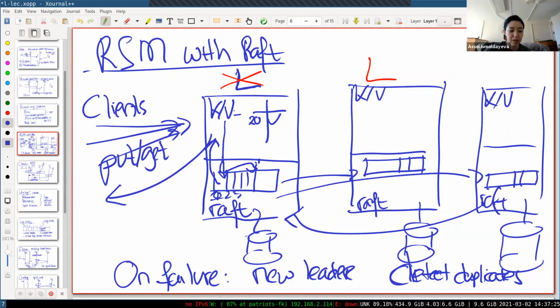Also, this is only if the client didn't get the response that it wanted to retry. Exactly. Okay, I see. Thank you. Yes, you will do this in lab 3.